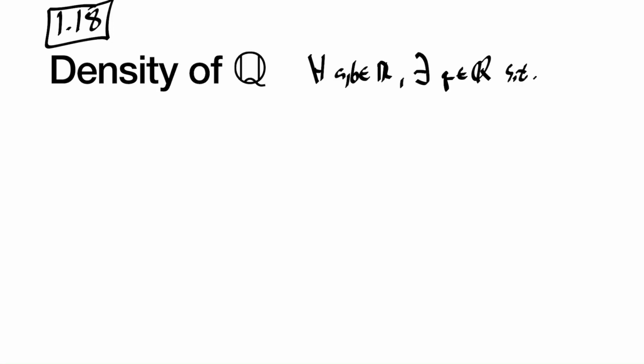q, such that q is between a and b. That should have been a q is between a and b. Oh, I should have added, sorry, instead of saying for all a and b in R, I should say for all a less than b, right? So if a is equal to b, then that throws the whole thing off. But as long as they're not equal, as long as one of them is less than the other, then there exists a q that's between it.